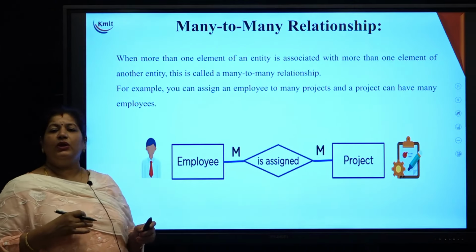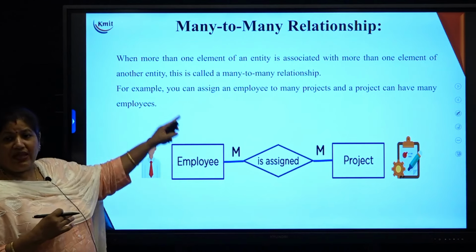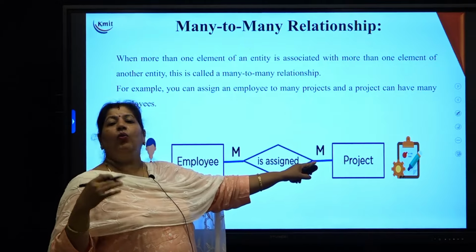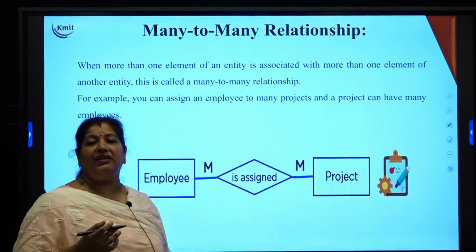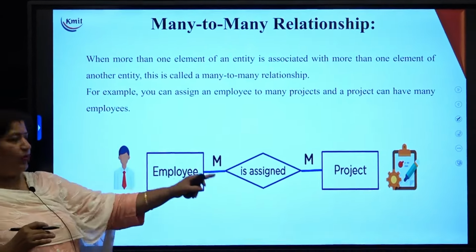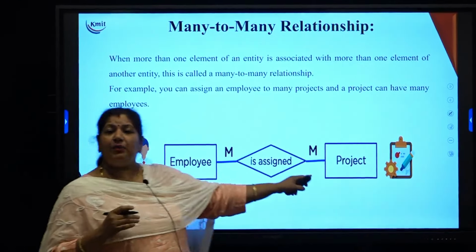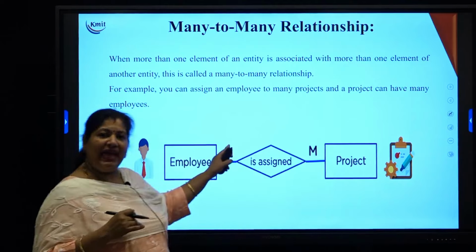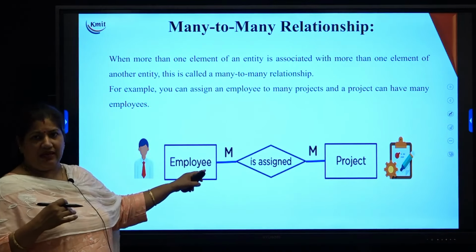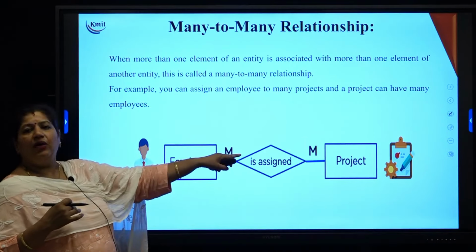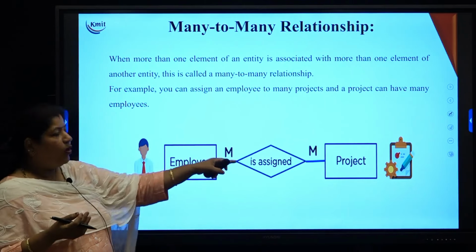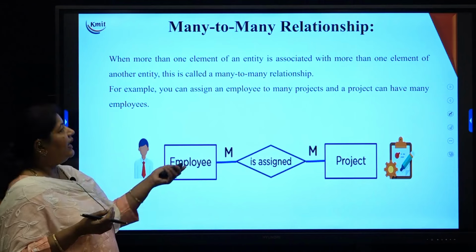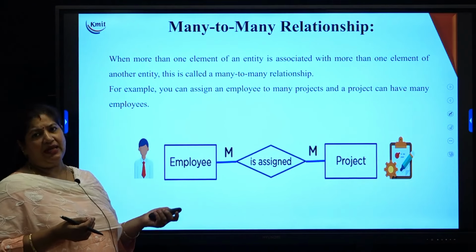Finally, coming to many-to-many relationship: when more than one element of one entity set is associated with one or more elements of another entity set, we call it many-to-many. Employees can be assigned multiple projects, and one project may have multiple employees. Similarly, a student taking more than one course and one course having multiple students is an example of many-to-many relationship.